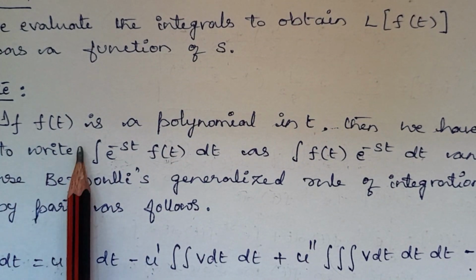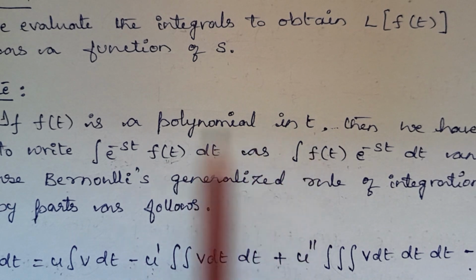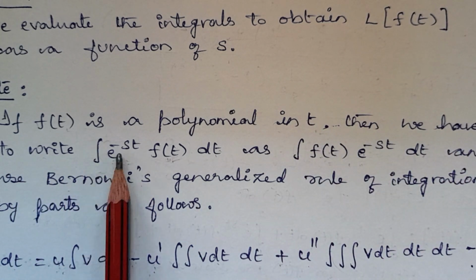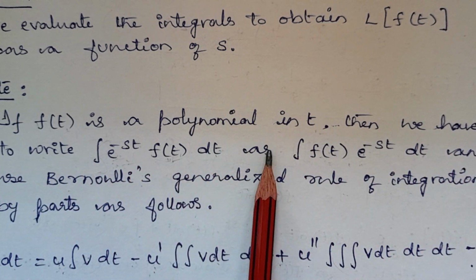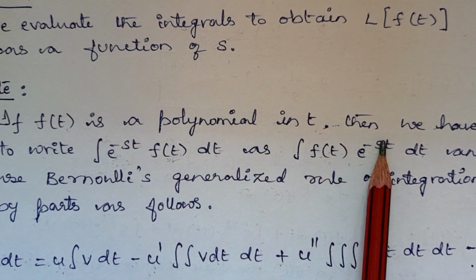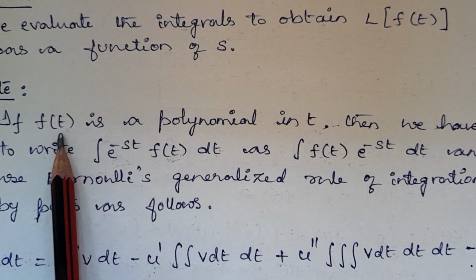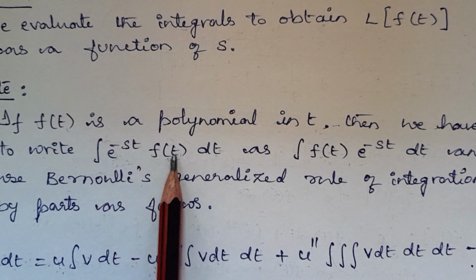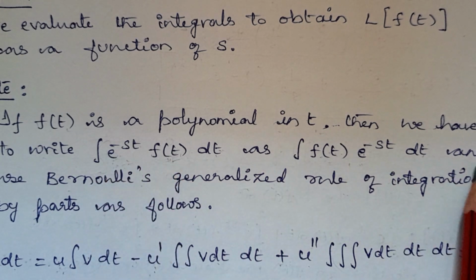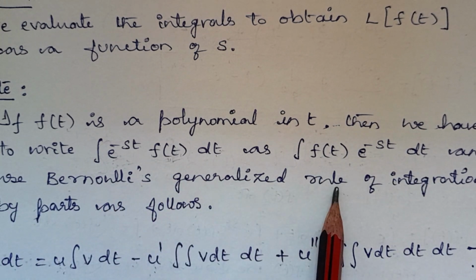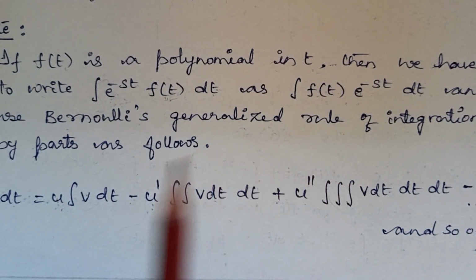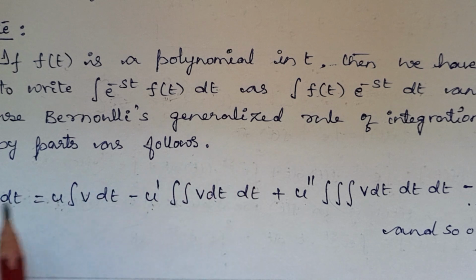Note: suppose this f of t is a polynomial in t, then we have to write integral of e power of minus st f of t dt as integral of f of t e power of minus st dt. If f of t is a polynomial in t, just interchange these places. The first function goes to the second and the second function comes to the first. And use Bernoulli's generalized rule of integration by parts as follows. So now we are going to apply Bernoulli's rule.